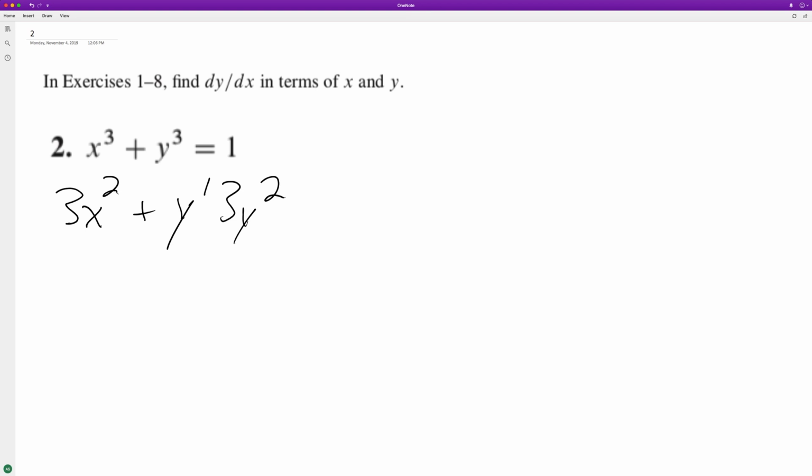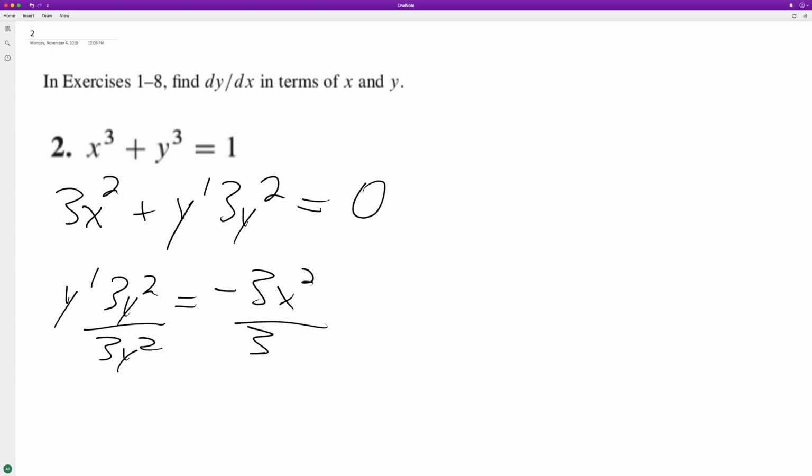Okay, so now with this, put the x on the right side of the equation. And actually, I'm sorry, the derivative of 1 is 0. All right, so now we have y prime 3y squared equals negative 3x squared. Divide both sides by 3y squared. We end up with y prime is equal to negative x squared over y squared, because the 3s cancel out.